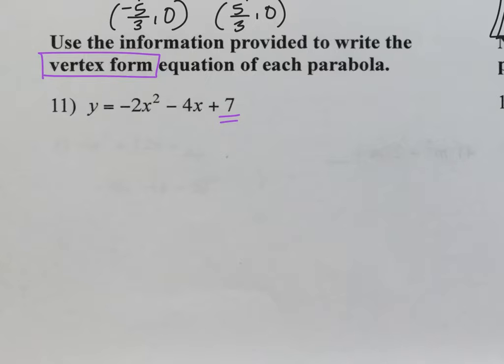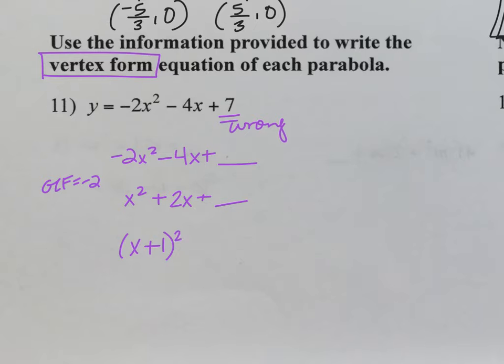That means I have to assume that this last number is going to be wrong. So that gives me negative 2x squared minus 4x plus blank. And then I can do a GCF there of negative 2. So that's x squared plus 2x plus blank. When I cut in half, I get x plus 1 squared. And 1 squared is going to give me, so now I've broken it all the way down, so I'm going to start working back up. 1 times 1 gives me 1.